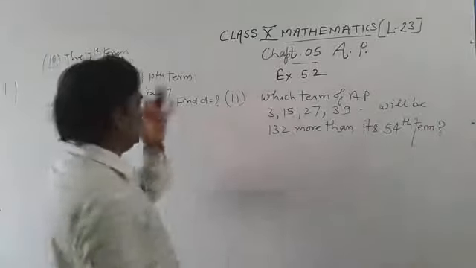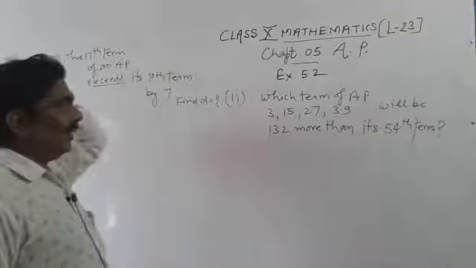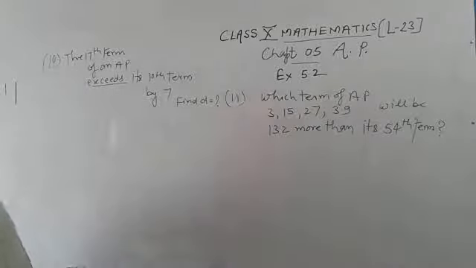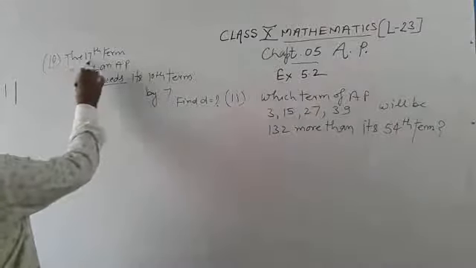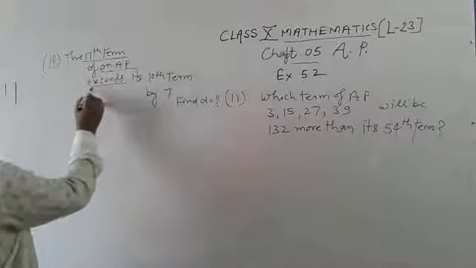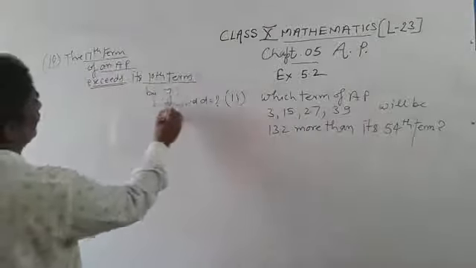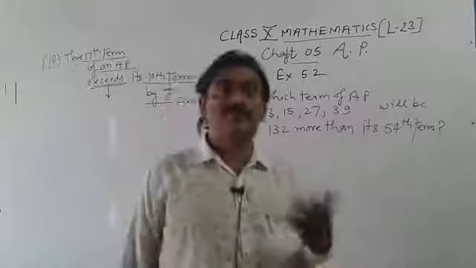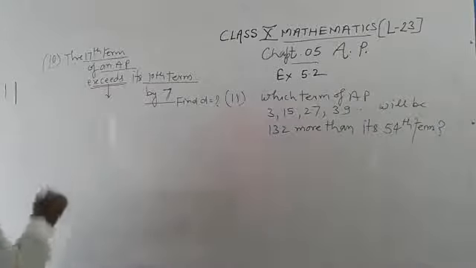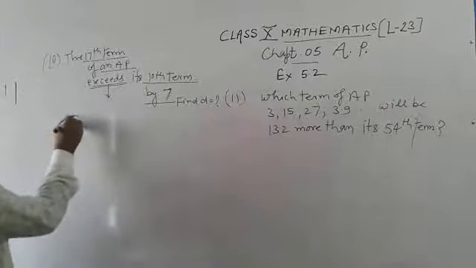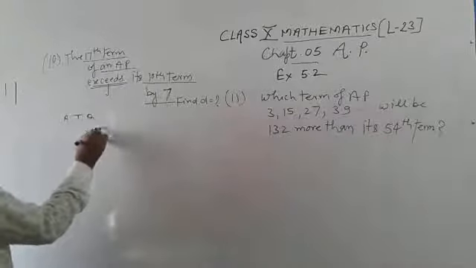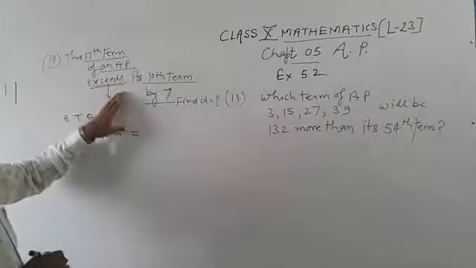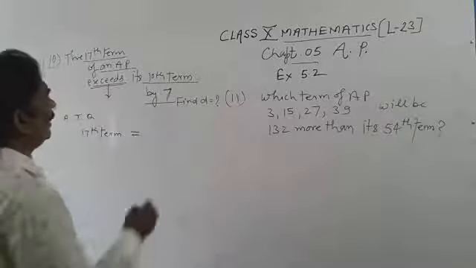So here, students, we have question number 11 of the same exercise, and before solving question number 11 I would like to discuss question number 10. In question number 10: the 17th term of an AP exceeds its 10th term by 7. Here, exceeds means plus, means more than. So how will you write this? According to the question, the 17th term of an AP exceeds its 10th term by 7.